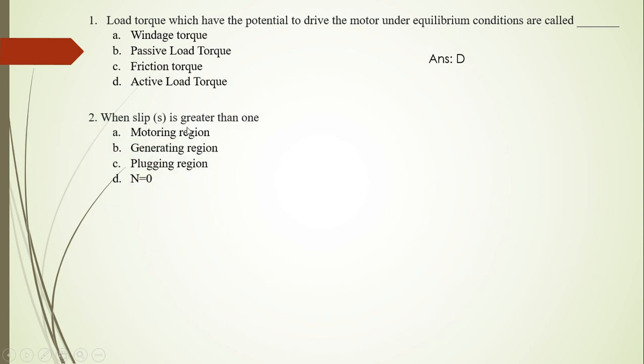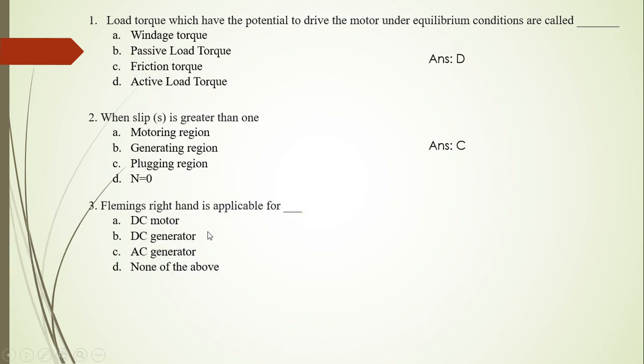Second one, when slip S is greater than 1, options are motoring region, generating region, plugging region, speed N is equal to 0. In this 4, plugging region is the right answer. Option C is the right answer because when slip value is greater than 1, that enables braking region, especially plugging region.